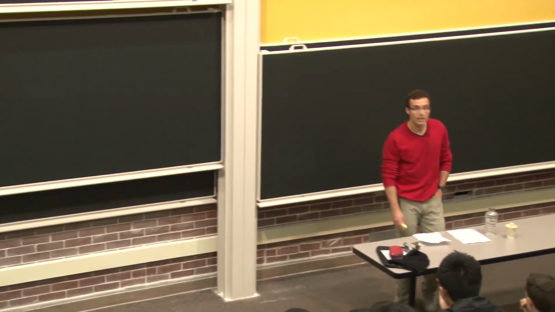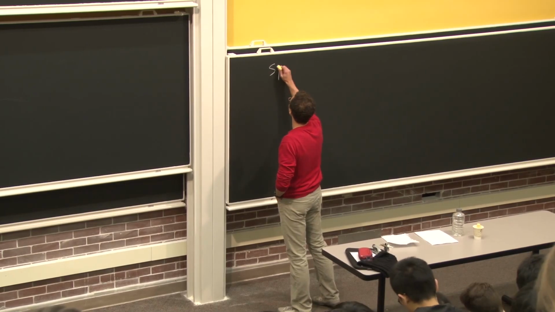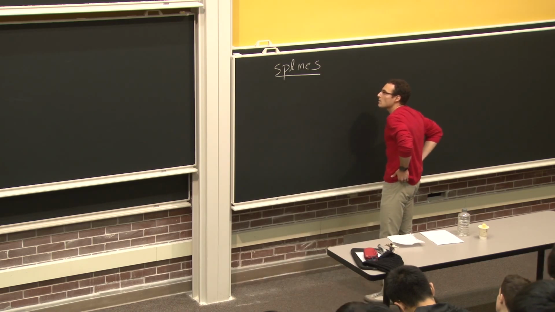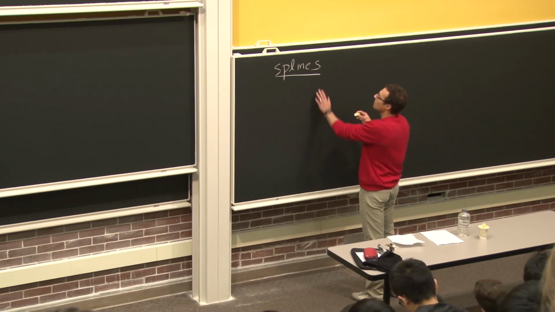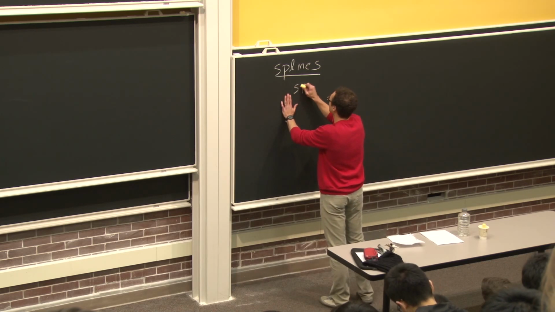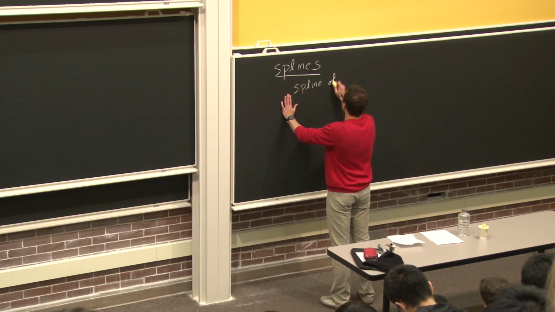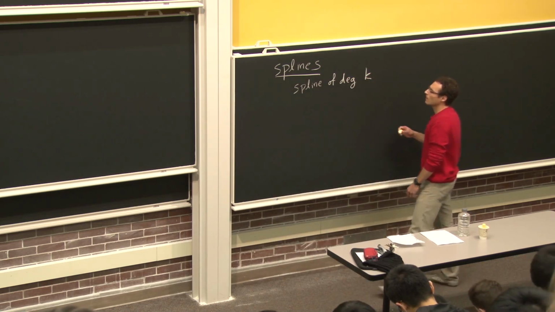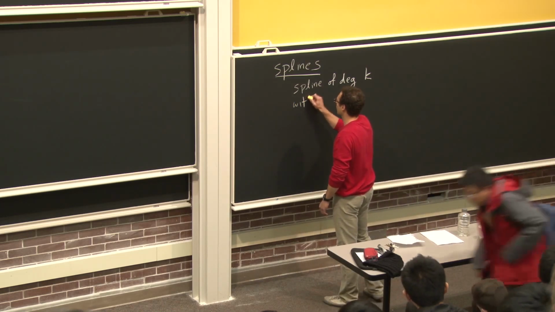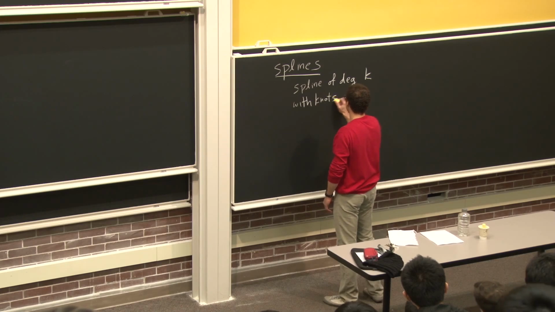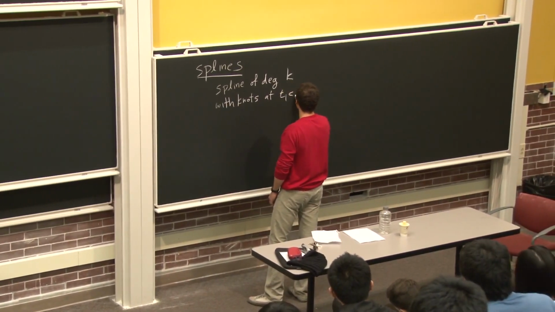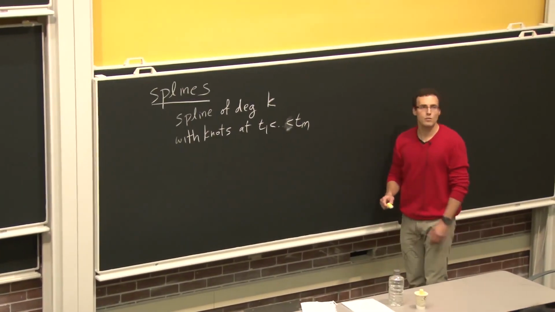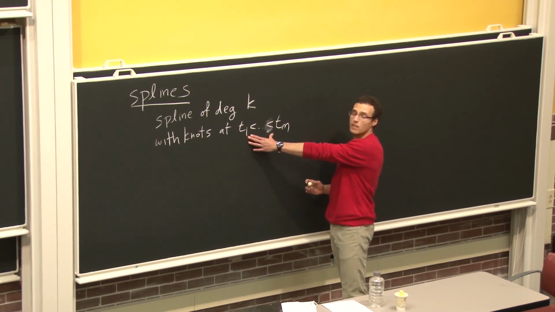So let's talk about splines. Splines are simply piecewise polynomial functions. Let's specifically think of a spline of degree, say, k, with knots at some locations, say, t1 through tm. Okay, so what is a spline of degree k with knots at some locations t1 through tm?